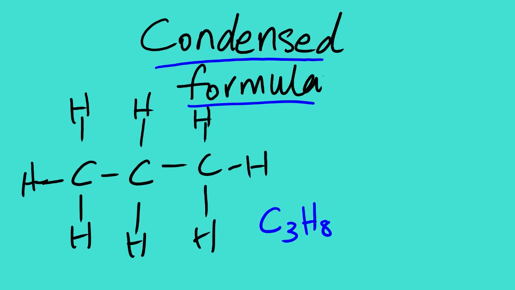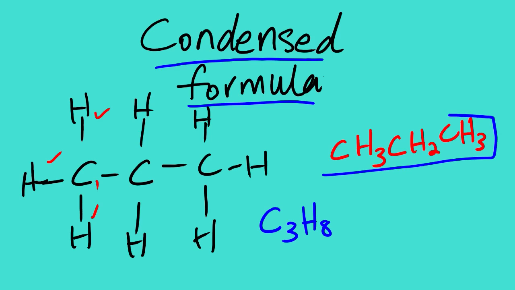Another example is propane, which consists of 3 carbons. And what is the condensed formula of this? It will be CH3, since you can see the first carbon consists of 3 hydrogen atoms, and then we have CH2CH3. This is the structural formula.